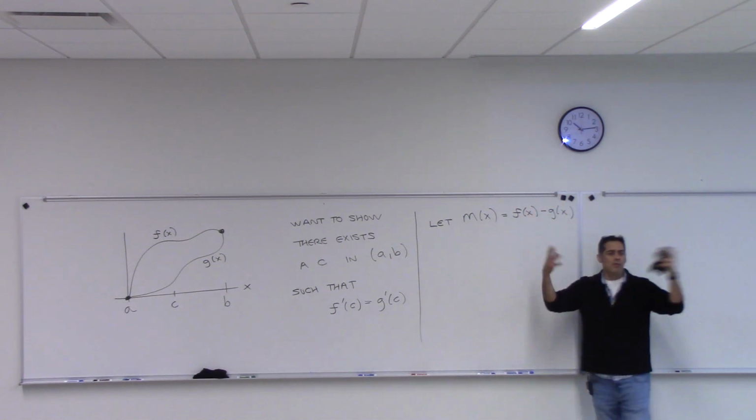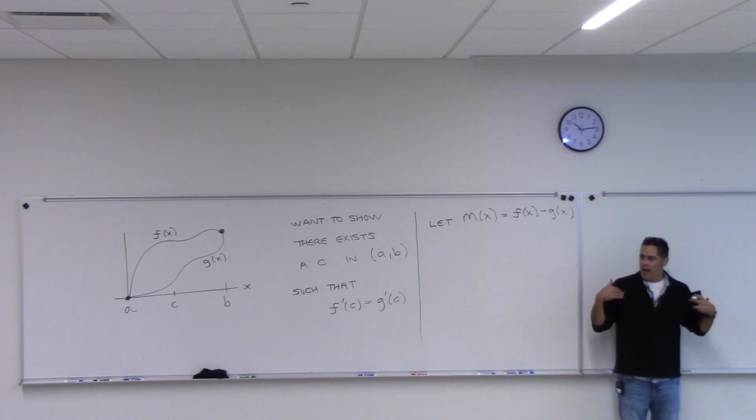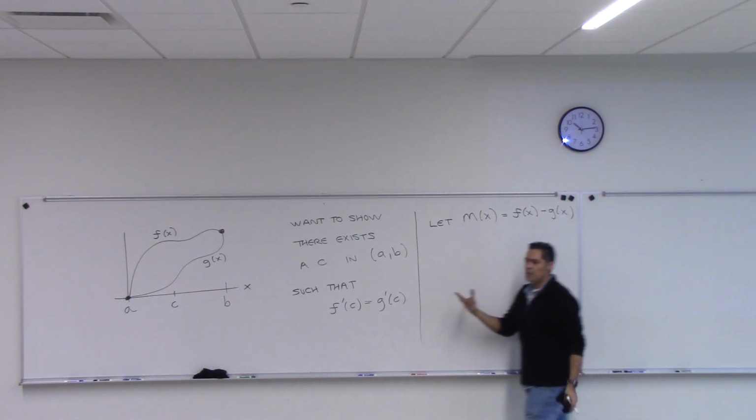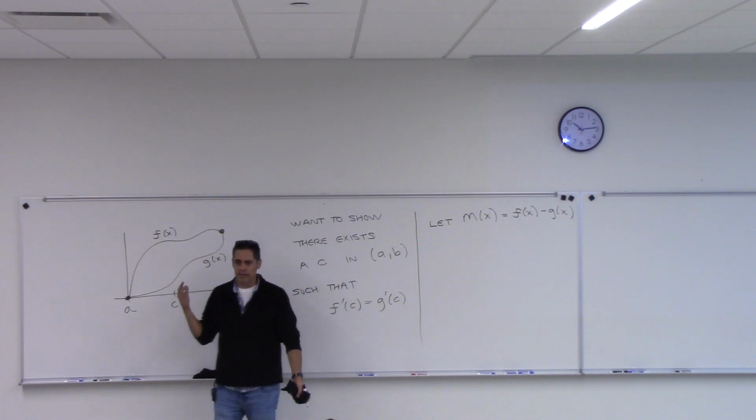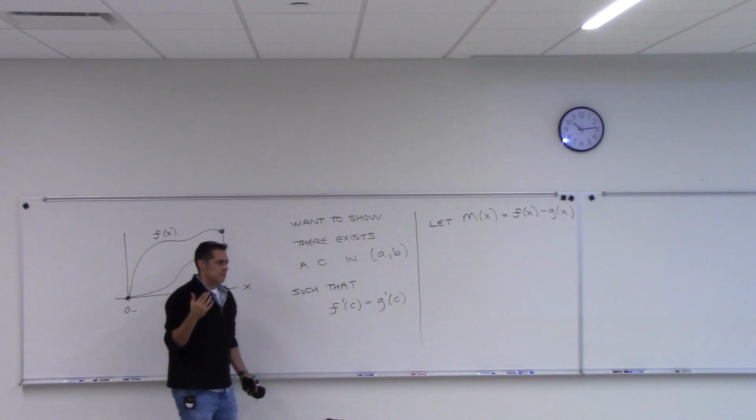So I've created this new function, right? I'm calling it capital M. And all it is is the difference between these two functions. It's that function minus this function. That's all it is, all right? Is that all right with you?